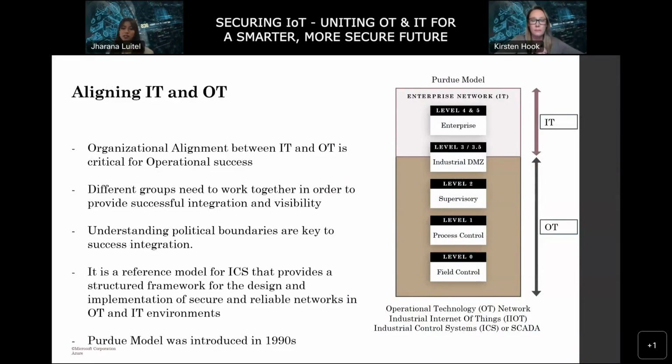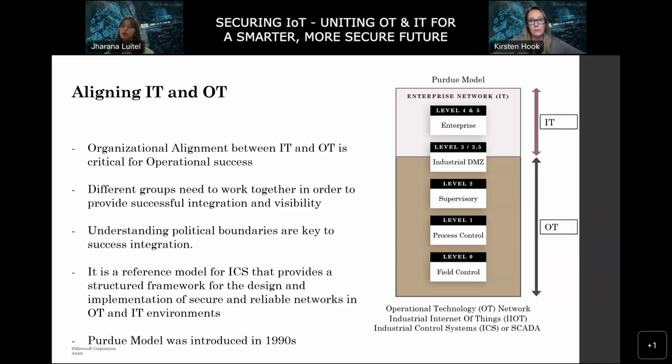While IT and OT have traditionally been viewed as separate entities within an organization, the lines between them are becoming increasingly blurred as more devices and systems become interconnected. The organizational alignment between IT and OT is very crucial for ensuring the efficient and effective integration of these technologies. Different groups need to work together to provide successful integration and more visibility, with a focus on sharing data and insights to achieve more common goals.